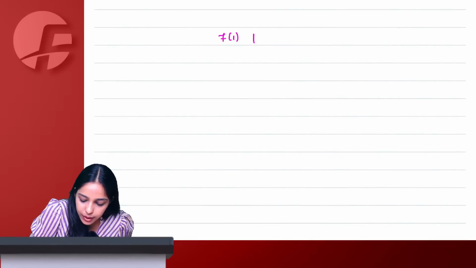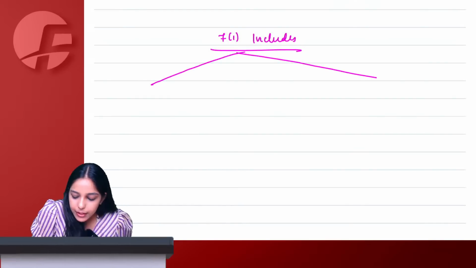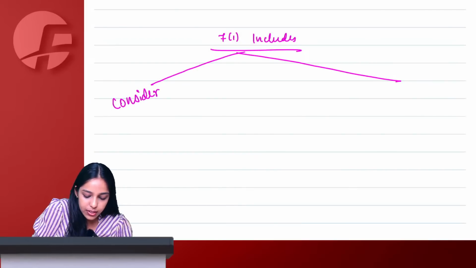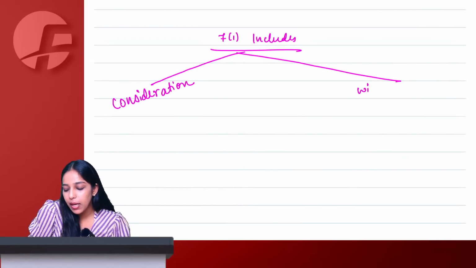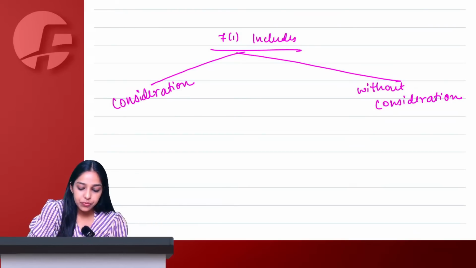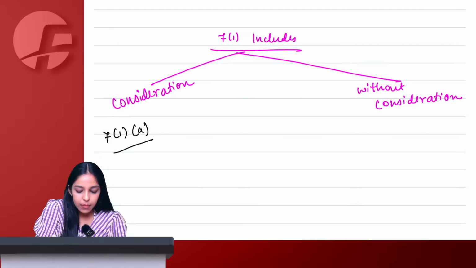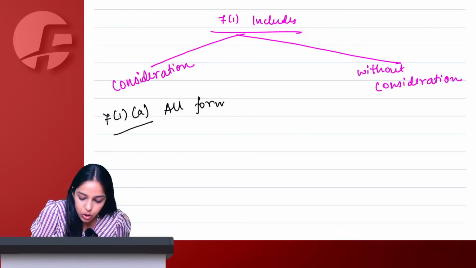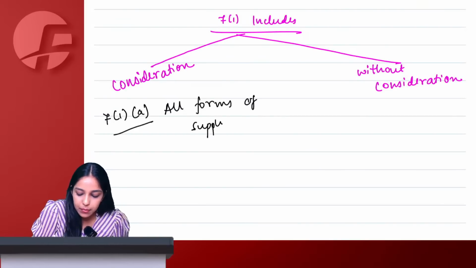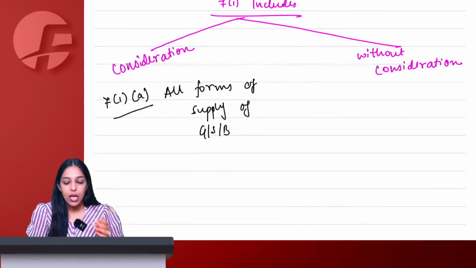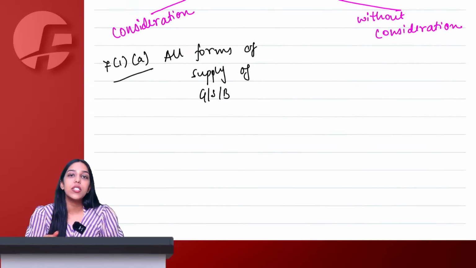Starting with section 7.1, supply includes. We make 2 parts of section 7.1: one, when the supply is made with consideration, and another when the supply is made without consideration. Now, section 7.1a simply says that all forms of supply. Supply of what, ma'am? Supply of course of goods, services or both, because GST is only levied on goods, services or both.